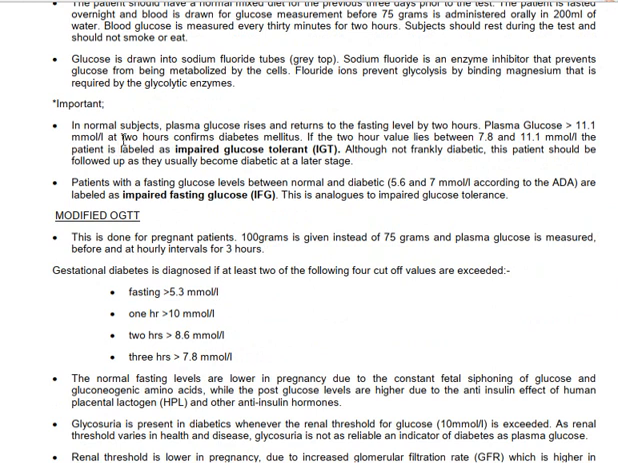Now in a normal subject, the plasma glucose is going to rise and return to fasting level by 2 hours.